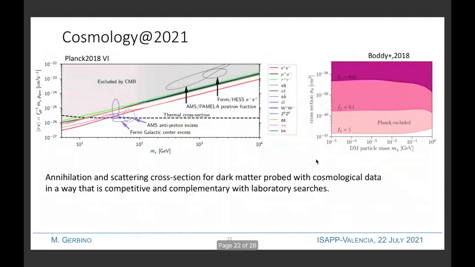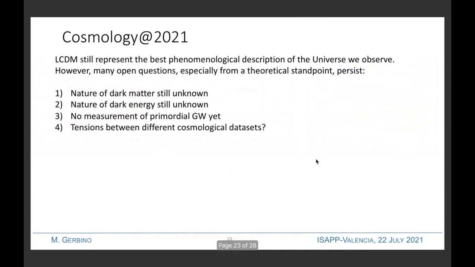And finally, we can use cosmological observation to constrain additional properties of dark matter, for example, annihilation cross-section or scattering cross-section. And in both cases, we obtain constraints that are competitive and complementary with constraints that we can obtain from laboratory searches. I will not go into the details of these slides, so you can ask me questions if you want later. But the bottom line here is that cosmology can help laboratory searches and the opposite is also true. So we can combine cosmology with laboratory searches to improve our knowledge about properties of dark matter and try to understand the nature of dark matter.